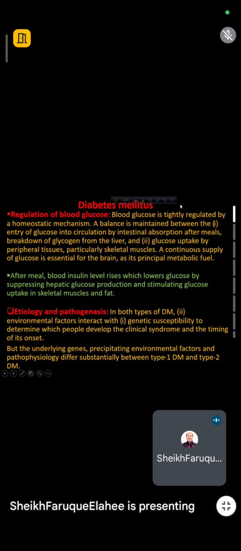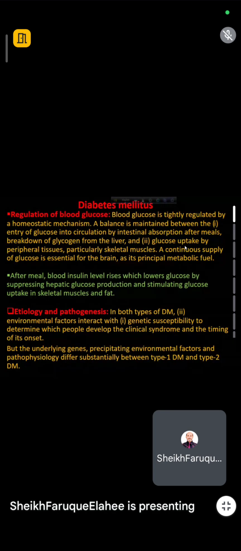I already told you, the blood glucose is regulated by a homeostatic mechanism. A balance is maintained between the entry of glucose and its uptake. I told you that after we take food, glucose goes from the intestine to the blood, and also a portion of glucose comes from the liver. At the same time, glucose is taken up by peripheral tissues for their work.